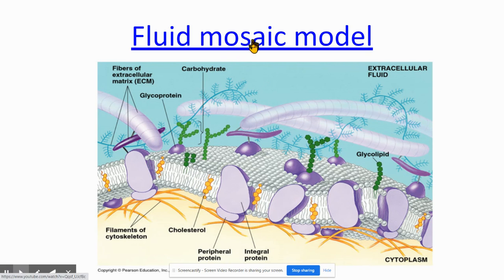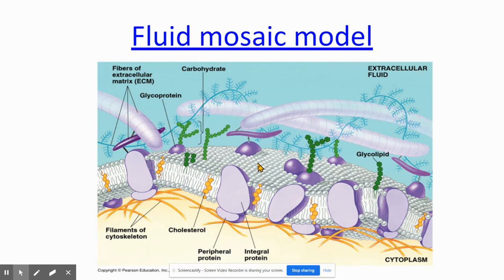But it is called mosaic because it has all these different types of proteins and lipids and glycolipids and glycoproteins attached to it, right? And so also the cytoskeleton and stuff is attached to it. So it gives it structure, helps it stay in place.